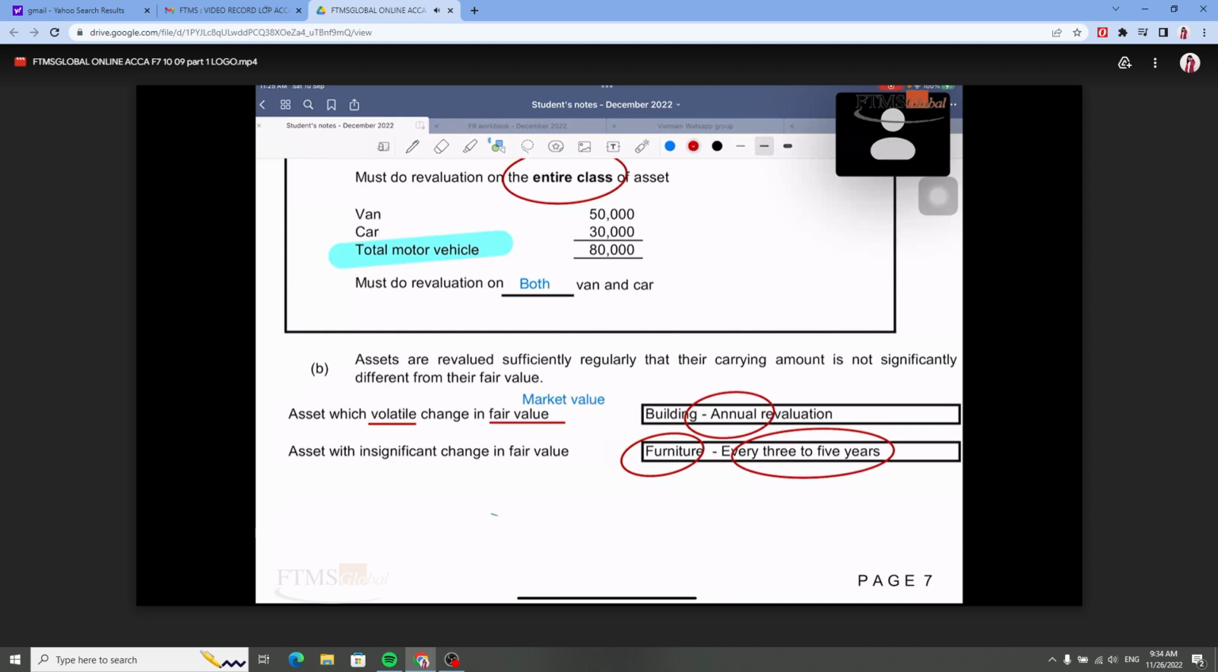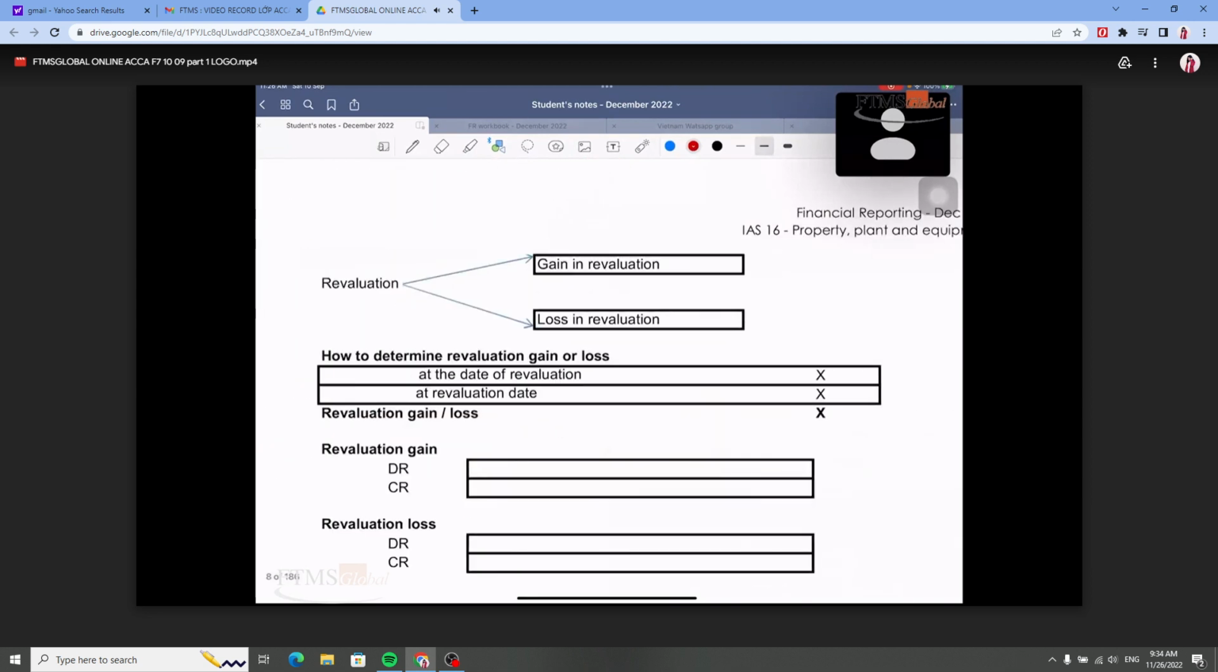So next, last part before we go for a break. Last part is revaluation: how to account for revaluation. I think everybody also knows revaluation will result in either a gain or a loss. So the thing is, how do you determine whether it's a gain or a loss? To determine whether it's a gain or loss, you need to compare two numbers. The first number is the fair value.